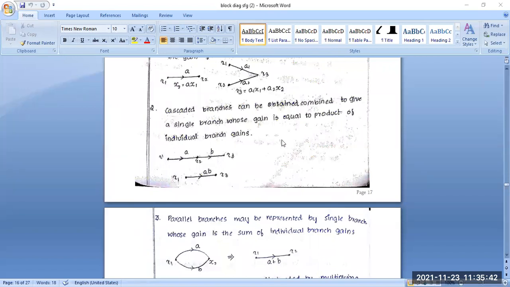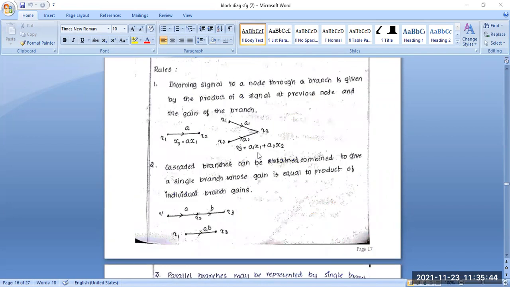Up to these two points, is it clear, all of you? Yes, sir. Okay, any doubts? Please ask me, because this is a very important part of the signal flow graph method.